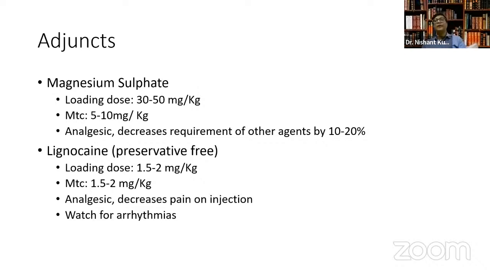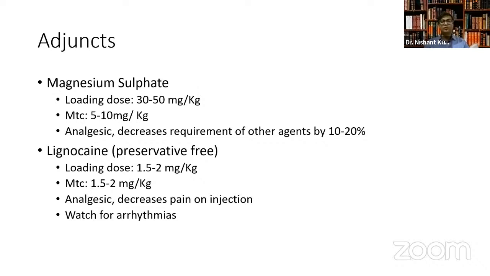Lignocaine. Now remember, lignocaine is available in many forms and formulations. Even IV preparations are there, lignocaine which is Xylocard, which is preservative free. Then we have lignocaine plain 2%. Then we have lignocaine with adrenaline, 1 in 40,000, 1 in 80,000, 1 in 1 lakh, 1 in 2 lakh. So which one to use? Remember, you have to use the IV preparation of lignocaine 2%, which is preservative free.